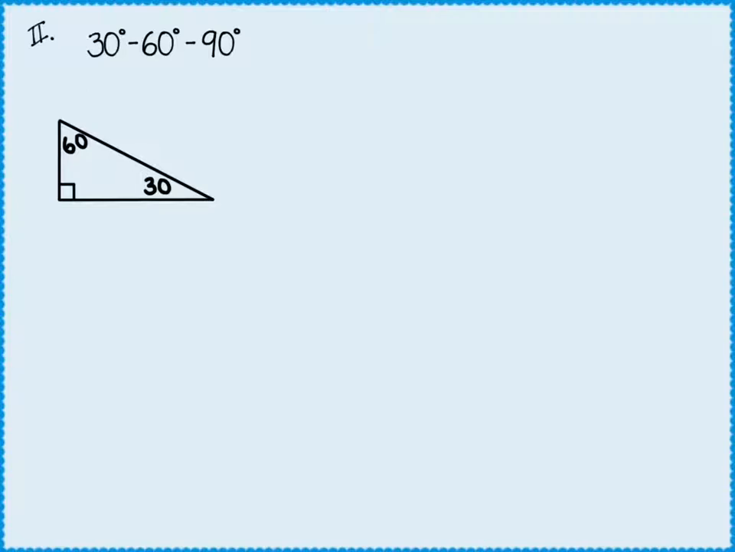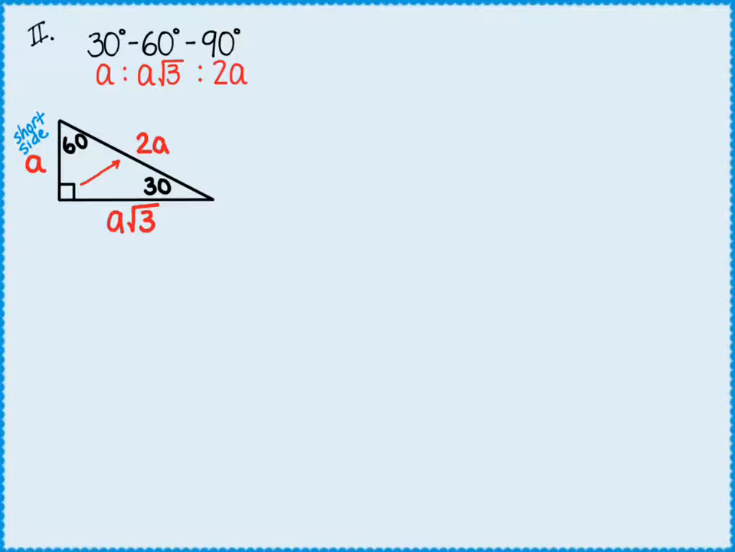But what about the side lengths? The ratios: if we look at the shortest side, the side opposite 30, that's going to be A. The hypotenuse will be twice that, 2A, and the side opposite the 60 is A root 3. Remember that the side opposite the 30 is the short side. When you look at a 30, 60, 90 degree triangle and it is drawn to scale, that's very key, you'll notice that that will be the shortest side.